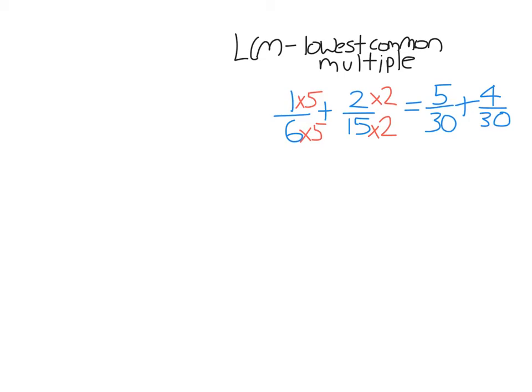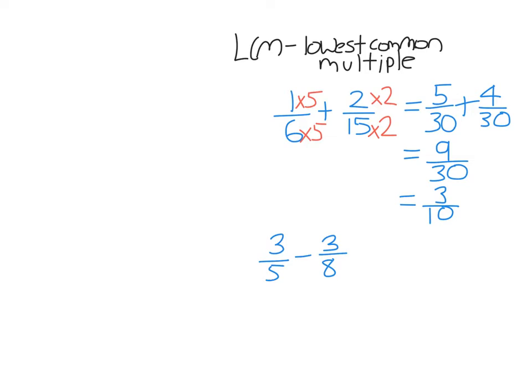I can simply add them by adding the numerators. So I get 5 over 30 plus 4 over 30. 5 plus 4 is 9. Keep the same denominator. So once again, this fraction can be simplified because 9 and 30 have a common factor of 3. So 9 divided by 3 is 3. 30 divided by 3 is 10. And we're done.